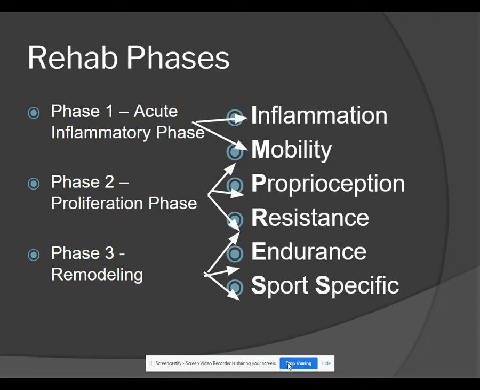So phase 1, we've got the acute inflammatory phase. What am I focusing on? I'm focusing on decreasing inflammation and increasing mobility. In phase 2, I'm focusing on mobility, proprioception, and beginning resistance exercises. Phase 3, I'm increasing the resistance exercises. I'm talking about endurance exercises, and I'm doing sport-specific exercises.